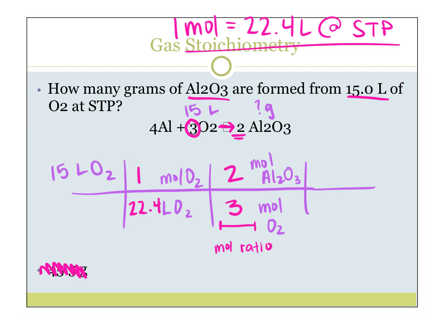If I stopped my calculation right here, what would my final units be? Riley, what would my units be? Moles of aluminum oxide. Right, because so far, liters of O2 is canceled, moles of O2 is canceled, and I'm left with moles of aluminum oxide. But that's not my goal. My goal is grams. So I'm going to keep moving: moles of aluminum oxide to grams of aluminum oxide, Al2O3. I need the molar mass to go up here with grams. So let's calculate the molar mass of aluminum oxide real quick.